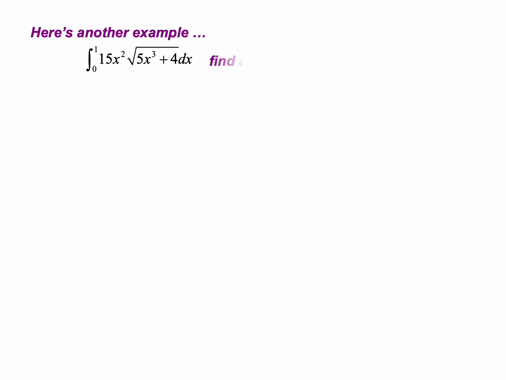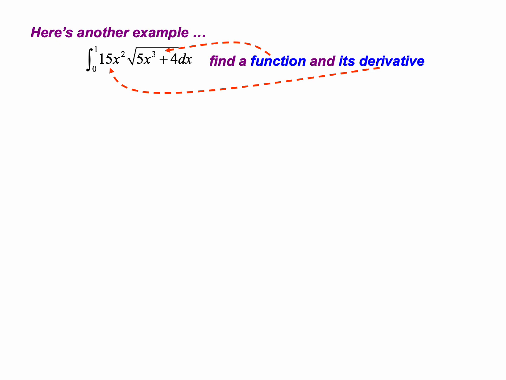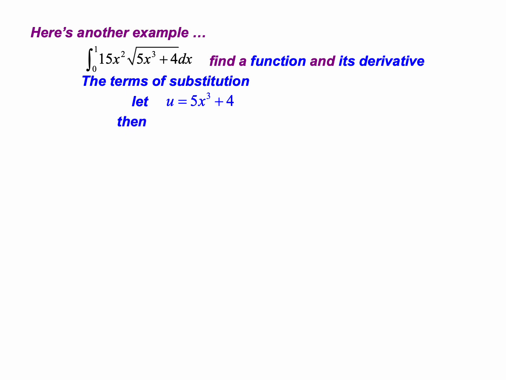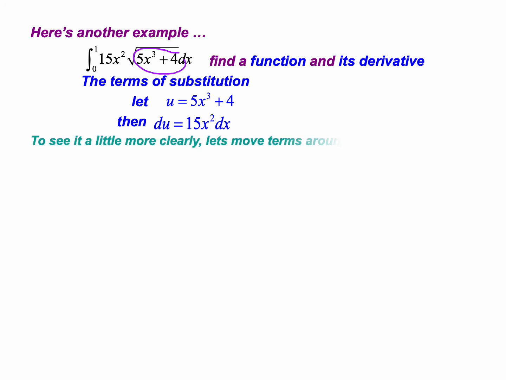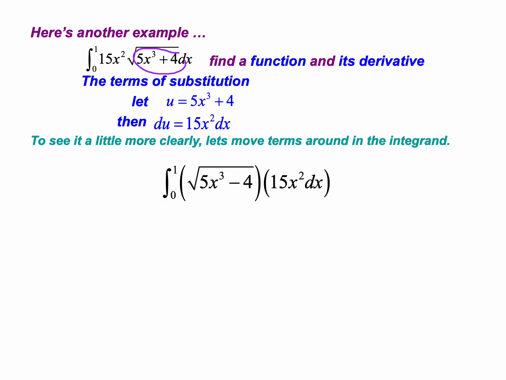So if I take this example, also I need to find the function and its derivative, and the function clearly is given to me, and the derivative is also given to me. So we need to know which one is the u, and the u here is what's inside the radical. So u is 5x to the power 3. Then I find du over dx. Then I find dx. Then I replace everything to be in terms of u.